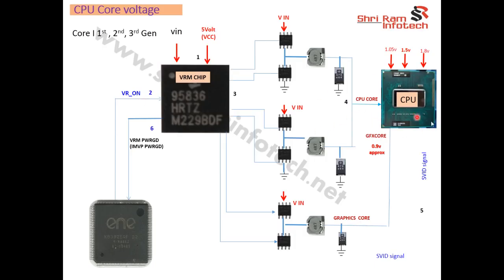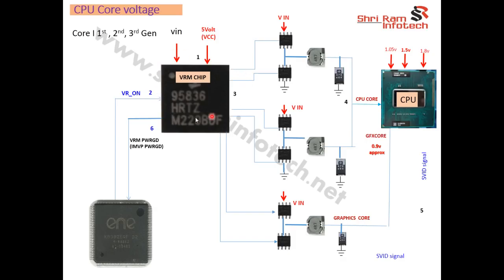So here we can see the CPU requires a total of 5 voltages: 1.05, 1.5 and 1.8, and then the CPU core and graphics core. The CPU core voltage is supposed to be approximately 1 volt at 30 amperes, and the graphics core is supposed to be 0.9 volt or 0.8, something like that, with 10 to 15 ampere current. So the CPU requires a huge current, a 30 ampere current, so it requires 2 pulse width modulators. Here we can see the 2 pulse width modulators, and both voltages join together and reach the processor.